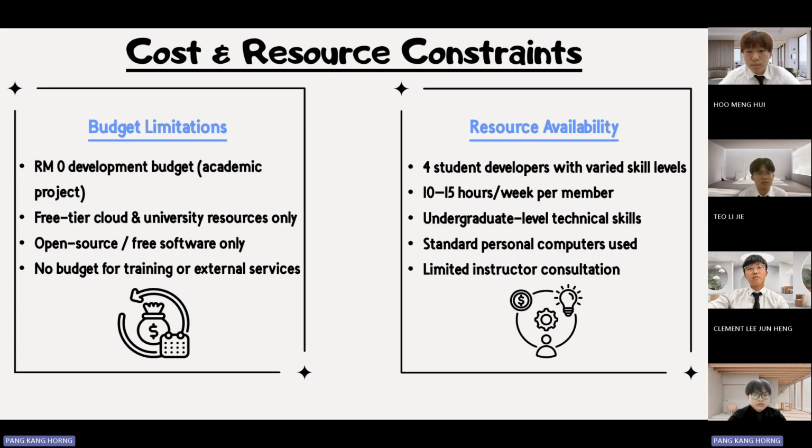And we're using open source and free software only, with no budget for training or external service. For resource availability, we have 4 student developers with various skill levels, 10 to 15 hours per week per member. We have undergraduate-level technical skill, standard personal computers, and limited instructor consultation.